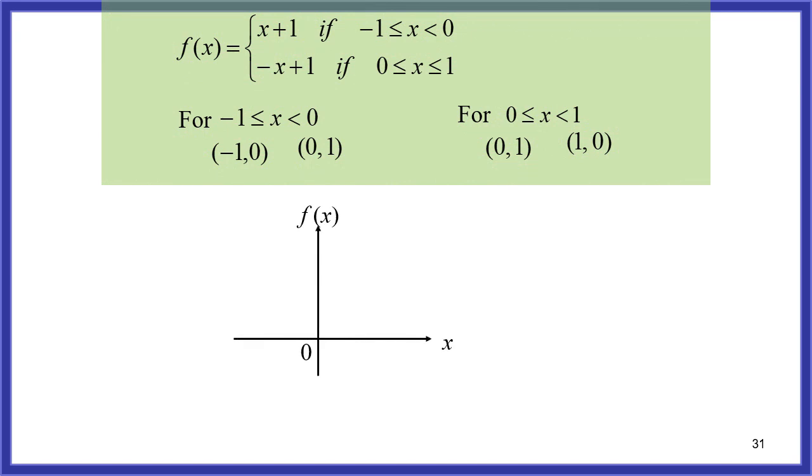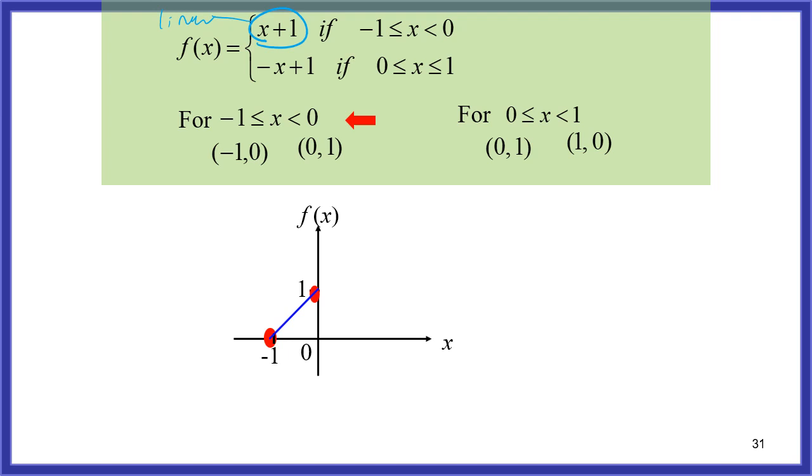So now we have all the 4 points, and this is our x and y axes. Plot all the points for the first interval. So we have negative 1, 0 and 0, 1. Locate these 2 points. So this is negative 1, 0 and 0, 1. Because this is linear, it's just a straight line. So connect the 2 points using your ruler. So we have the first part of the piecewise function.